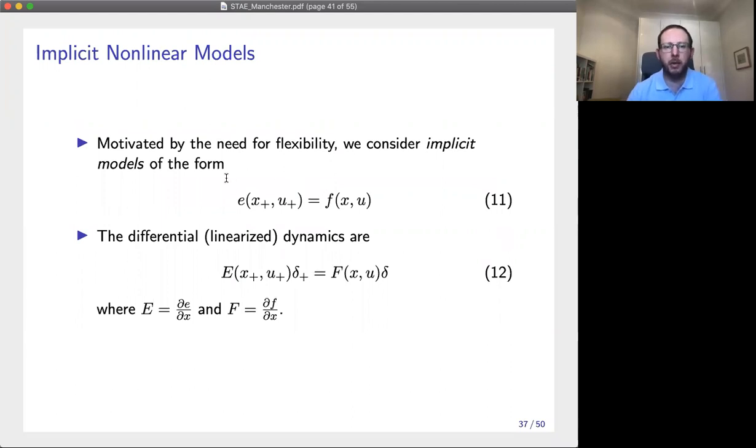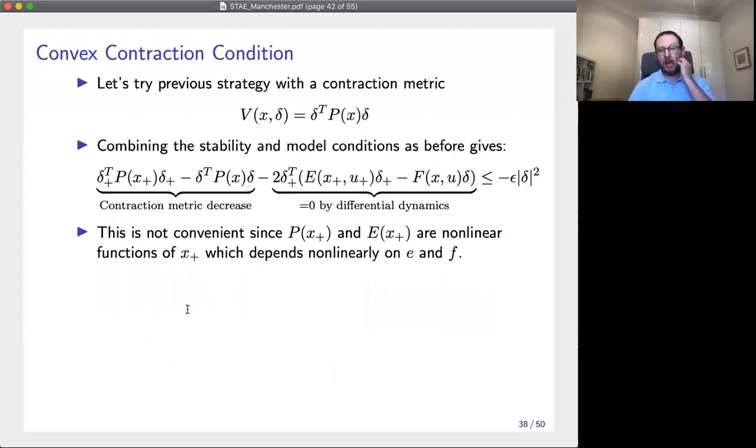Again, motivated by the need for flexibility in our constraint, we use implicit models. Here we're going to be using implicit models of this form: some nonlinear function E of x plus and u plus is some nonlinear function f of x and u. For this, we get the differential dynamics like so, where capital E and capital F are the Jacobians of E and F. Basically, we can just try using a contraction metric to apply our previous condition. We've got the contraction metric decrease part here, and then this is the condition on the differential dynamics.